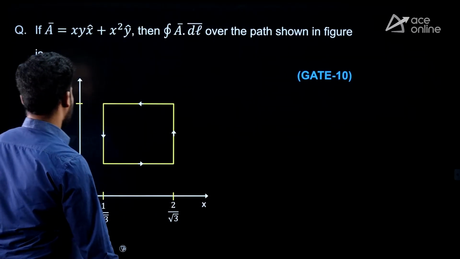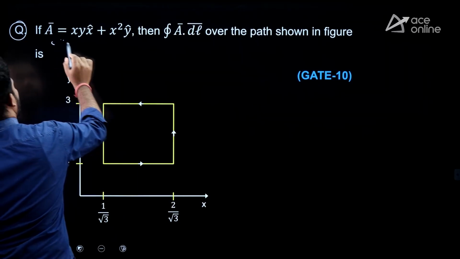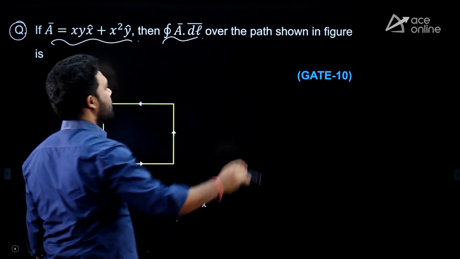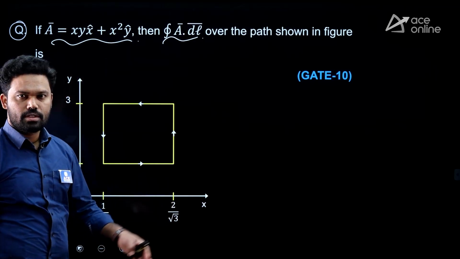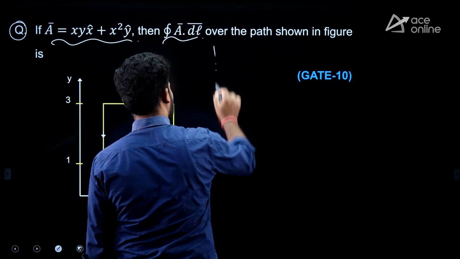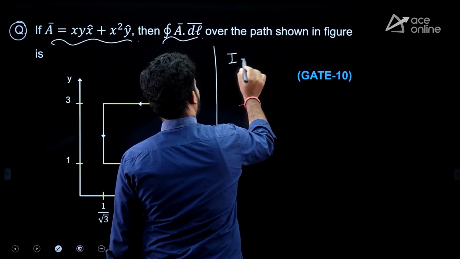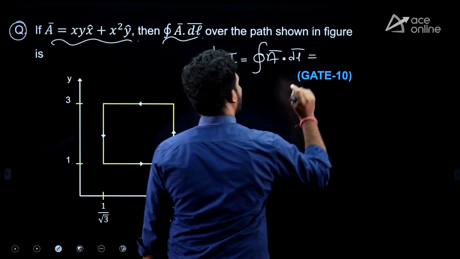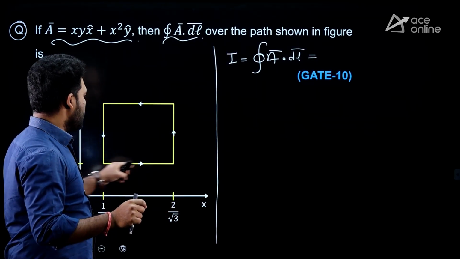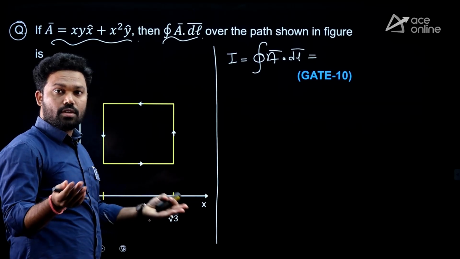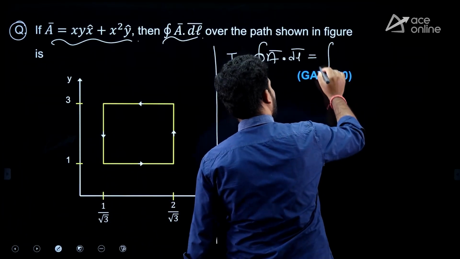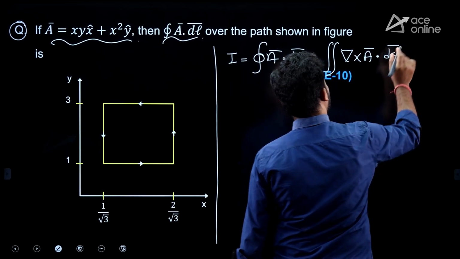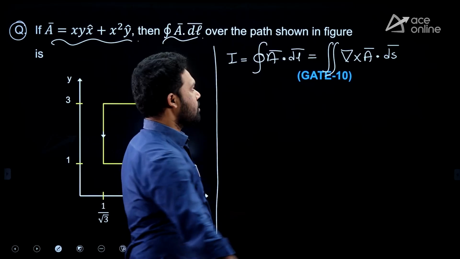Let us have one more question. If A is equal to xy x cap plus x square y cap, then closed line integral of A dot dl over the path shown below is, the path is given in the question. So it's asking us to perform the closed line integral. Fine. If you go by this, you have to perform integration over this, over this, over this, over this. Waste of time. Instead of that, you can make use of the Stokes theorem, which is surface integral of del cross A dot ds. Clear friends? So you have to make use of this one.